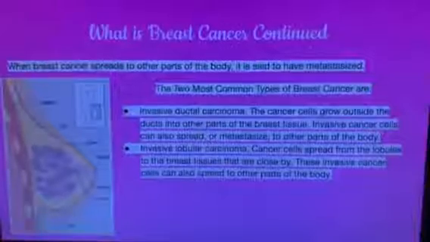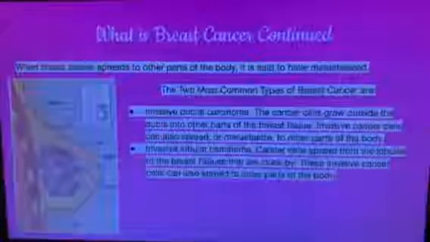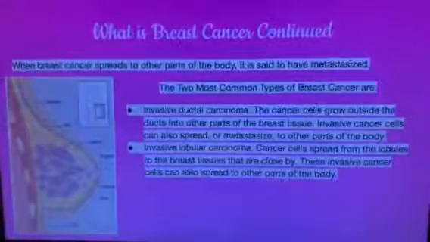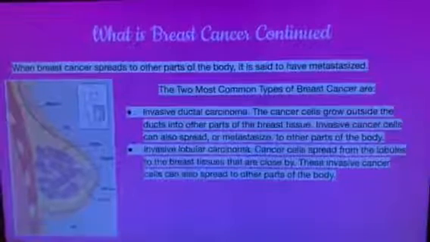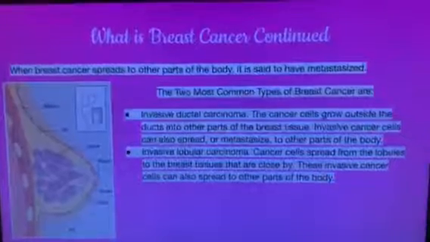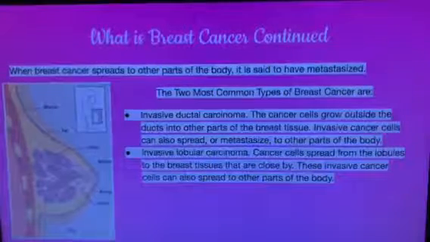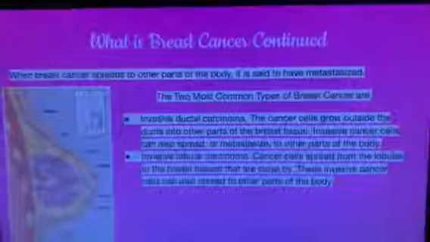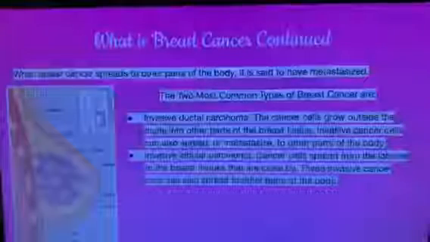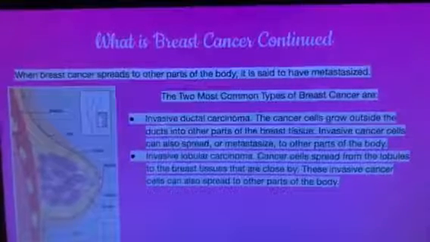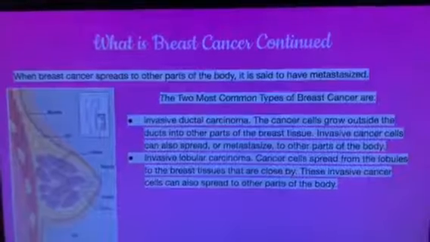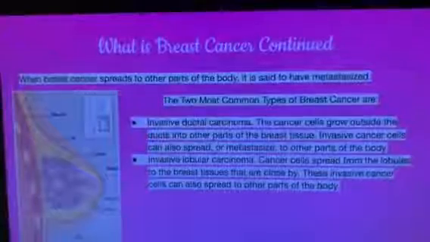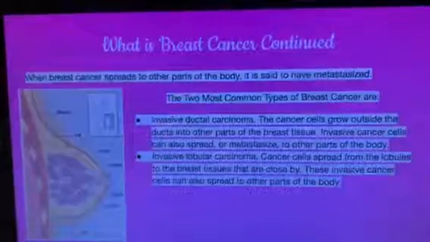So continuing on with what is breast cancer. When breast cancer spreads to other parts of the body, it is said to have metastasized. The two most common types of breast cancer are invasive ductal carcinoma, in which the cancer cells grow outside of the ducts into other parts of the breast tissue. Invasive cancer cells can also spread or metastasize to other parts of the body. The second is invasive lobular carcinoma. Cancer cells spread from the lobules to the breast tissue that is close by. These invasive cancer cells can also spread to other parts of the body.